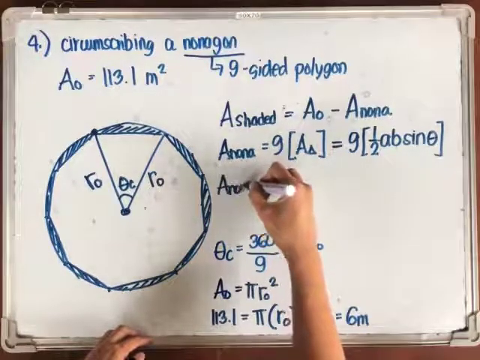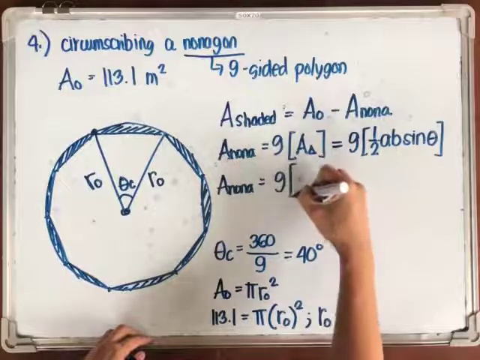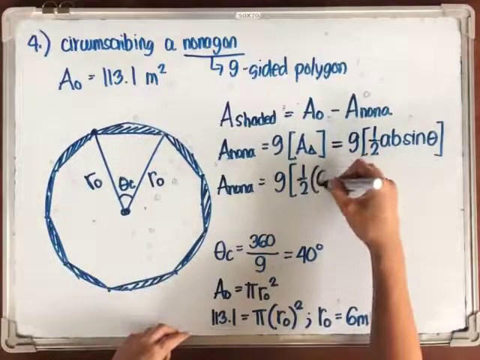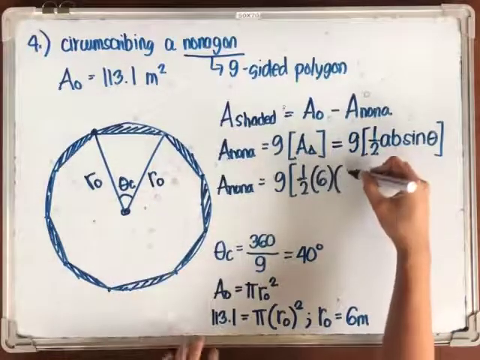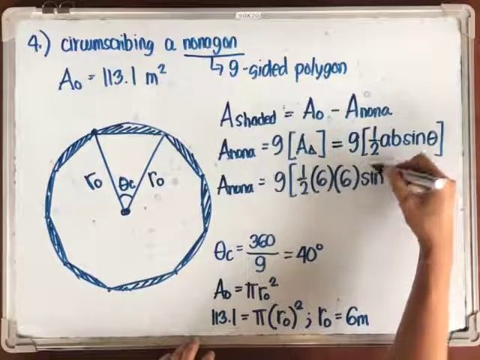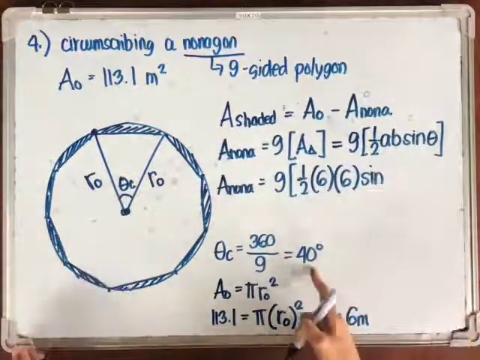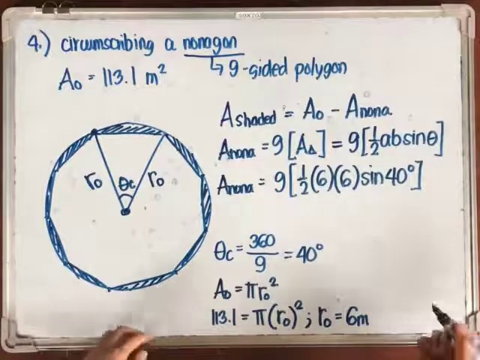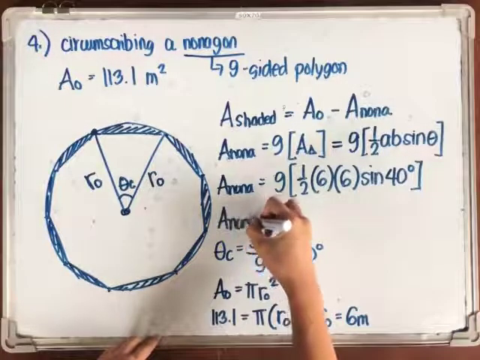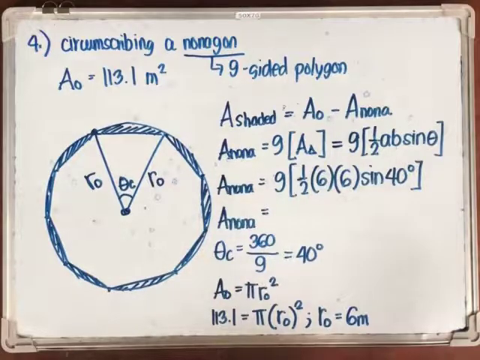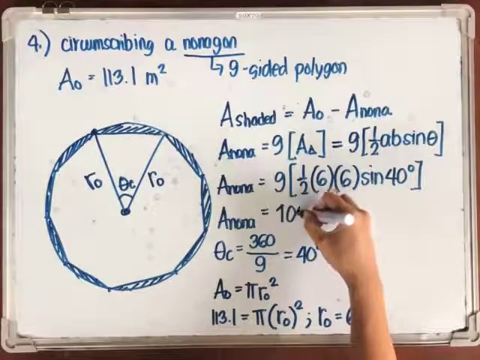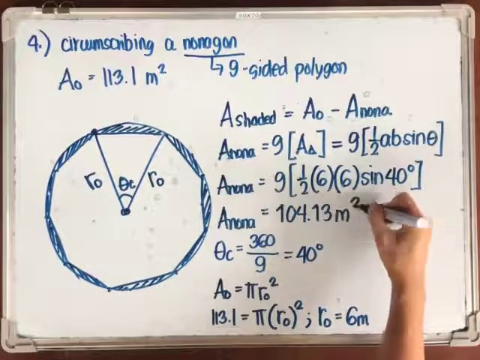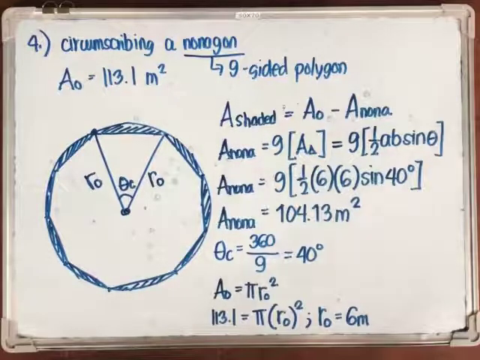Now, we get the area of the nonagon. That would be 9 times 1/2. A this time is your R sub o, which is 6. And your B is R sub o as well on this other side, which is 6. And then sine of the central angle, that's the included angle, which is equal to 40 degrees. Alright. So, computing that one would give us how much? Okay? That would give us 104.13 square meters of area. Yun na yun.